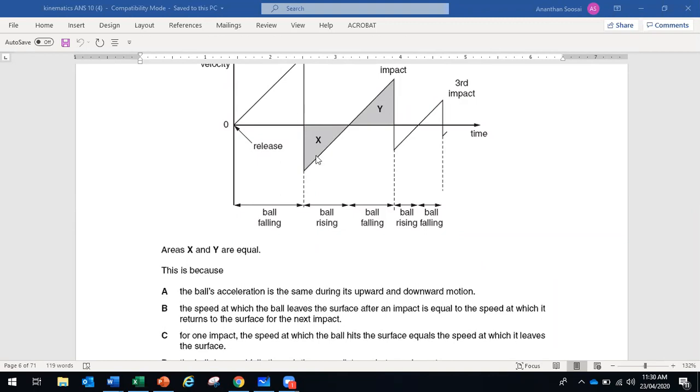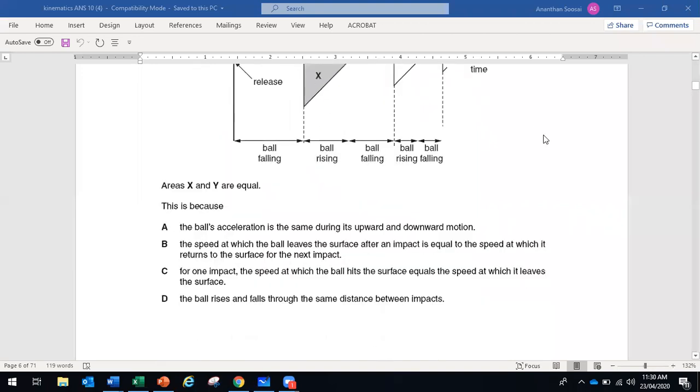Okay, but it never explained about the area. The speed it leaves, the speed it reaches, never explains about the area. Area involves what? Area involves the distance traveled, right? So the answer must be something to do with the distance. So B, although it is a correct fact, never explains the area, because area is about distance, not about speed. So B cannot be considered as the answer. Area is not speed. Area is distance.